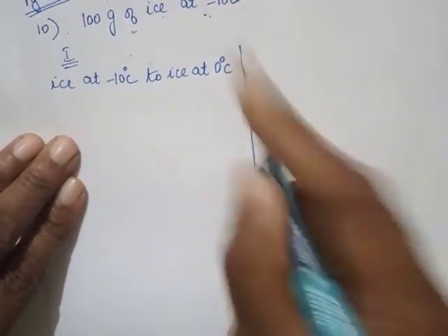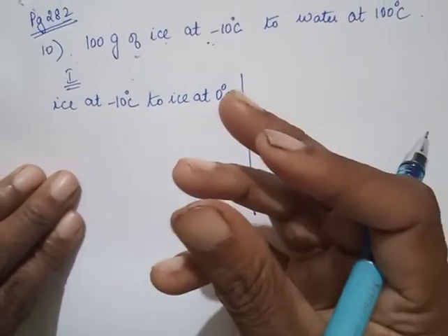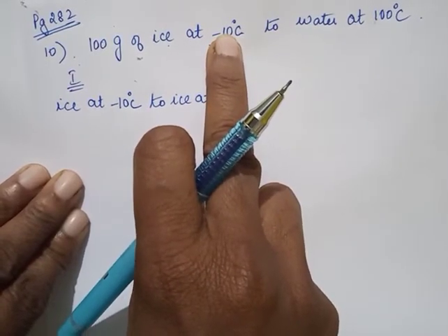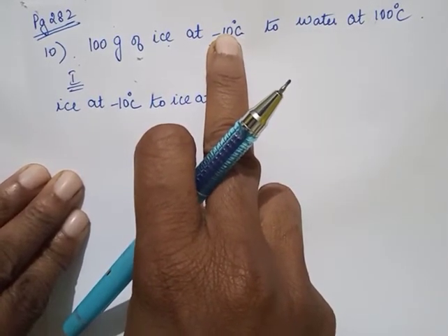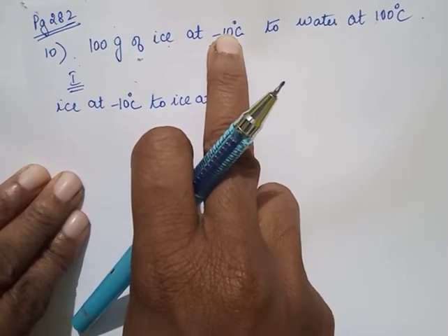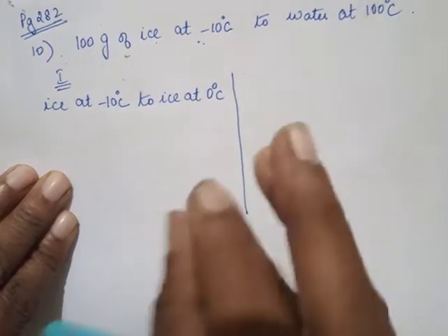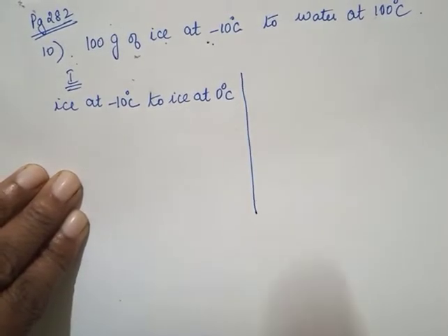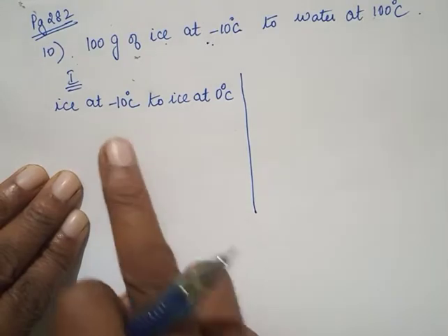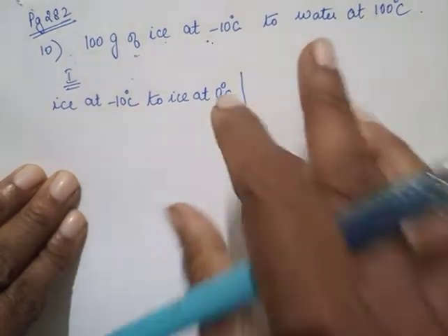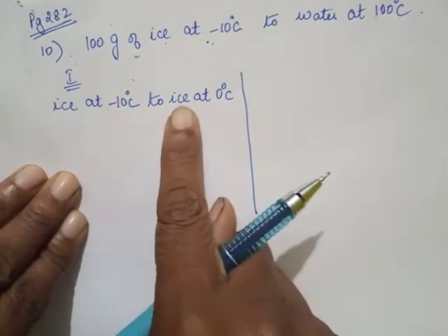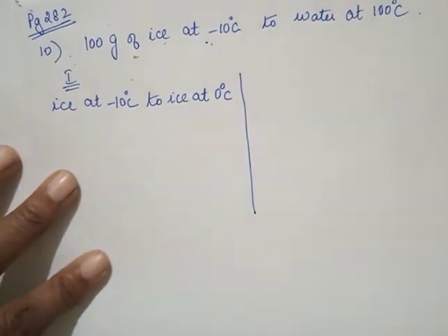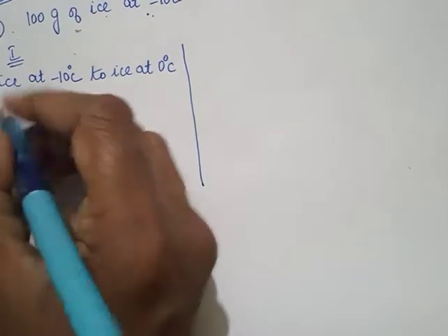Can you understand? When you keep a block of ice outside at minus 10, or take a block of ice from the refrigerator at maybe minus 4 degrees Celsius and leave it outside, it will stay as ice for some time till it reaches 0 degrees Celsius. Only then it starts melting. In the same way, if you heat a block of ice, it will remain as ice till 0 degrees Celsius. Then only it will start melting. So that is the first step.